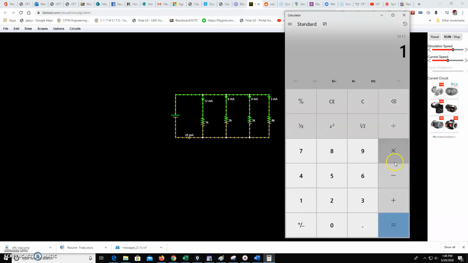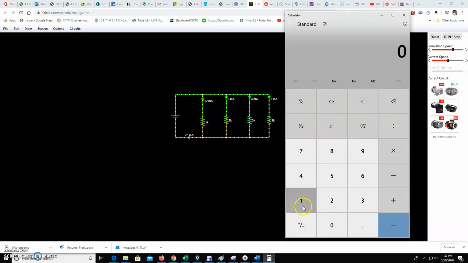1 reciprocal plus 2 reciprocal plus 3 reciprocal plus 4 reciprocal equals, and then reciprocate that, 0.48. So that is 0.48 K or 480 ohms. So we'll keep it in K so we can get this milliamps.